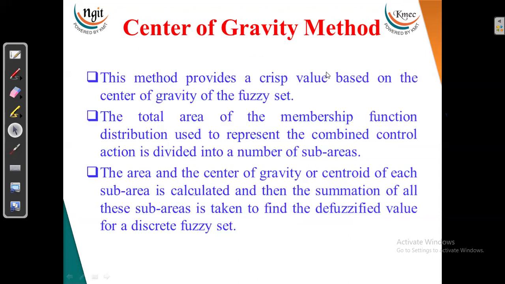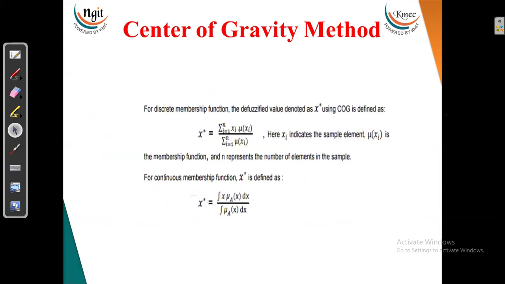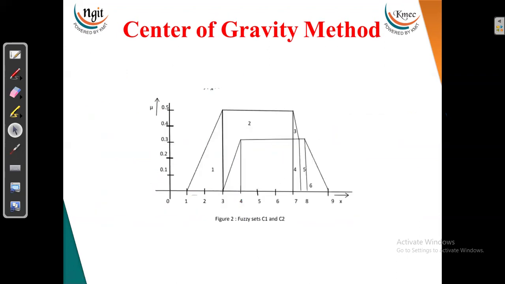Okay. Now, coming to the center of gravity method. In this method, the area and the center of gravity or centroid of each subarea is calculated and then we use the summation. How will we do this? We'll see with an example. We'll take the same example. If you see the same figure, not a problem.